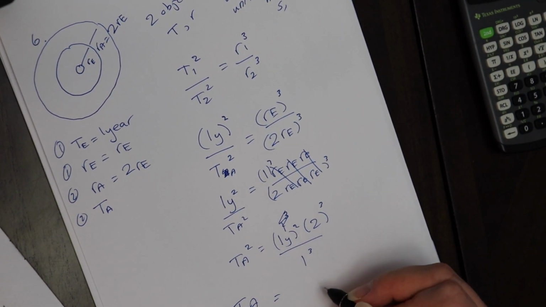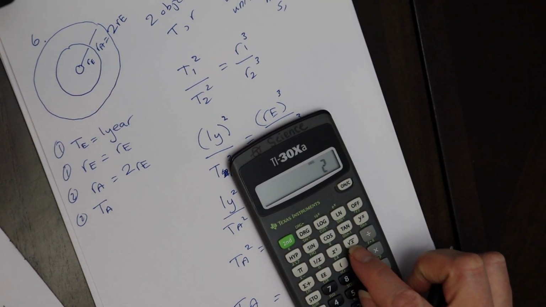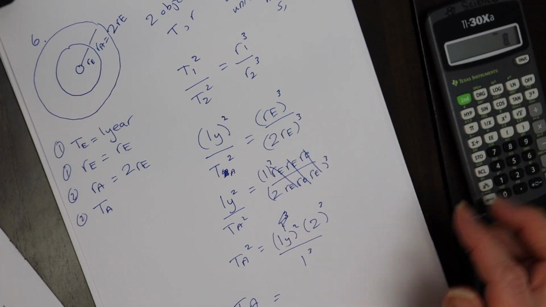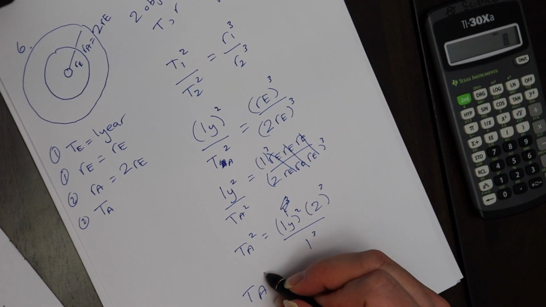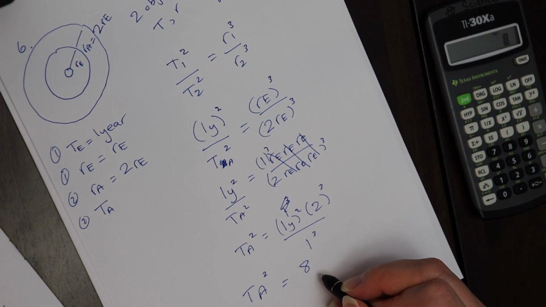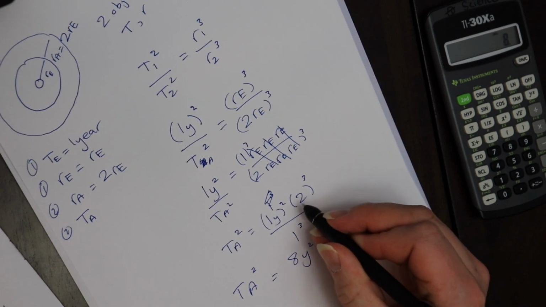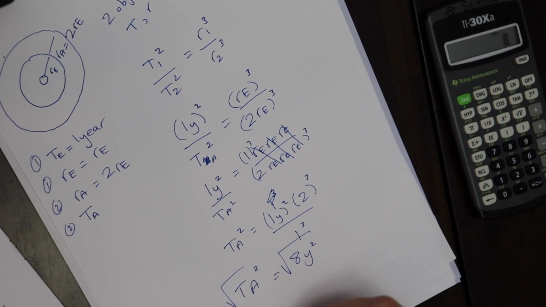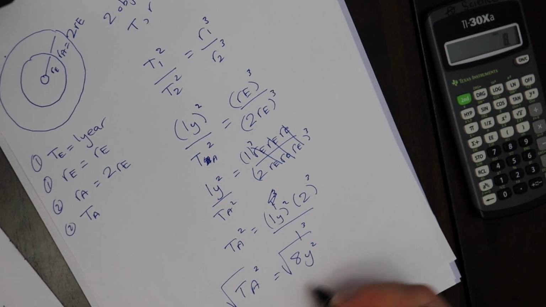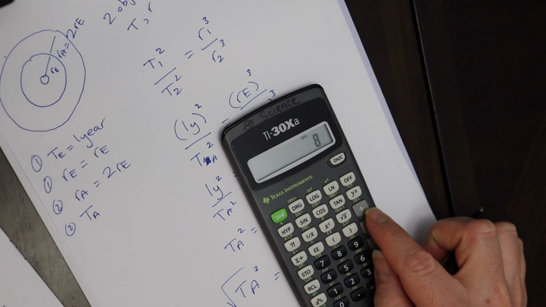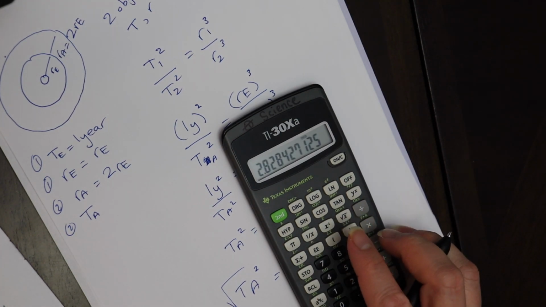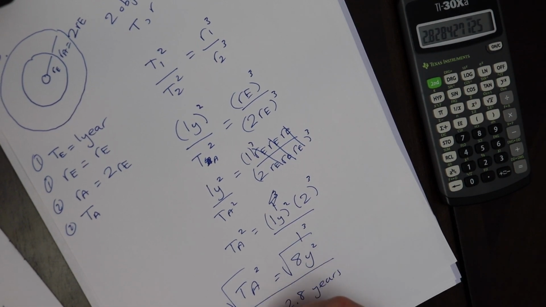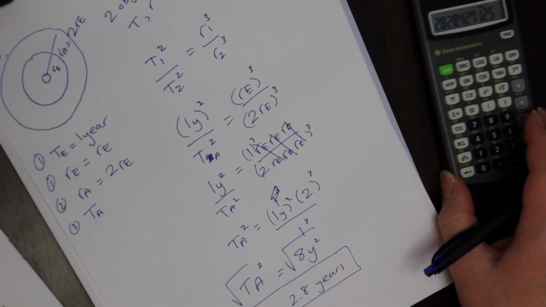a little cut off here. TA squared is going to be 2 cubed, 2 times 2 times 2, which is 8. TA squared, sorry, is going to be 8 years squared. This is what units we have here. And if I square root this, I actually get a number. So 8 square root is 2.8. So this takes the asteroid 2.8 years to revolve around the sun.